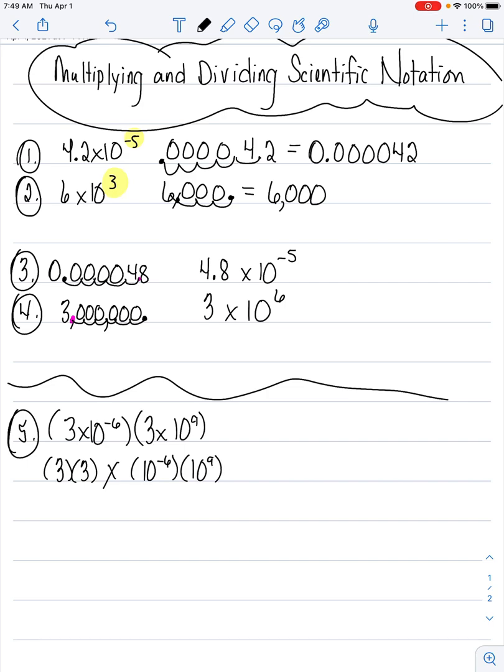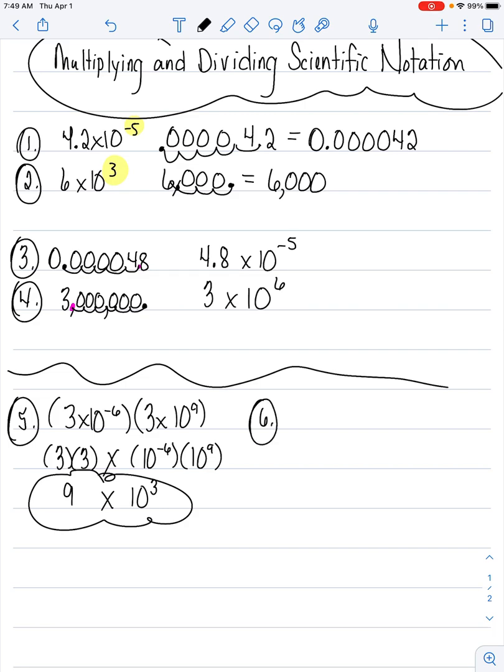Don't get thrown off because I'm writing parentheses. That is actually going to be our product rule. So that's my next point. Next, you multiply the numbers up front. 3 times 3 is 9 times. Now let's use the product rule to combine our 10 powers. So I keep the base, and the product rule says you add the exponents. So what is negative 6 plus 9? It's positive 3. So the answer is 9 times 10 to the third power.